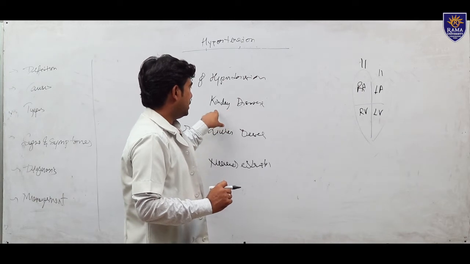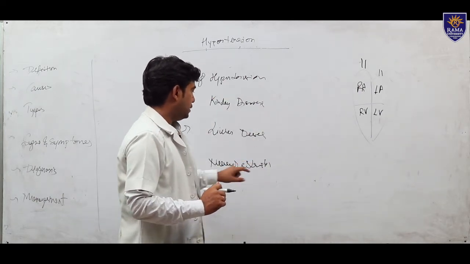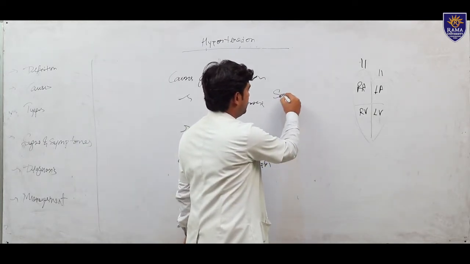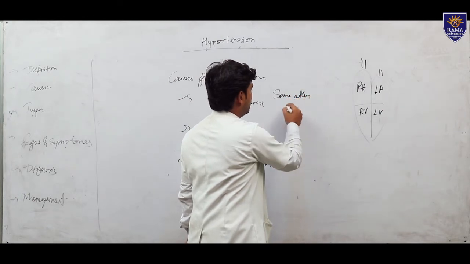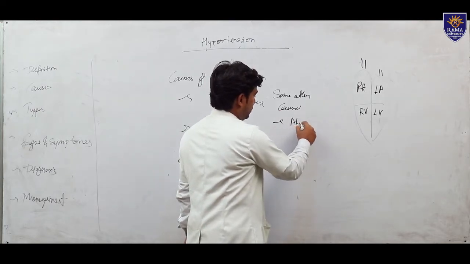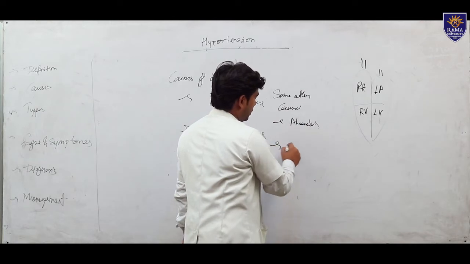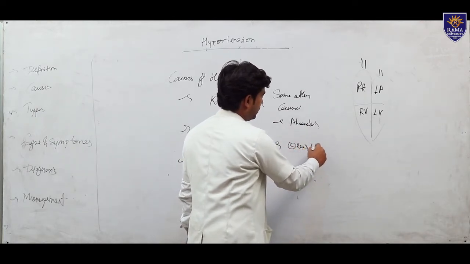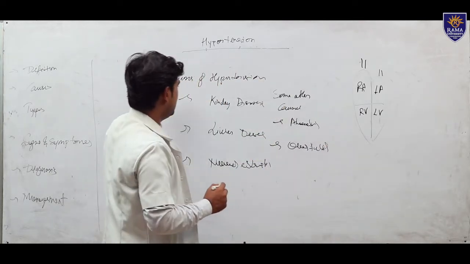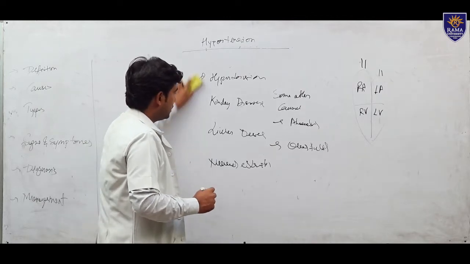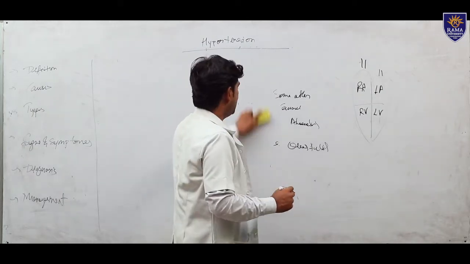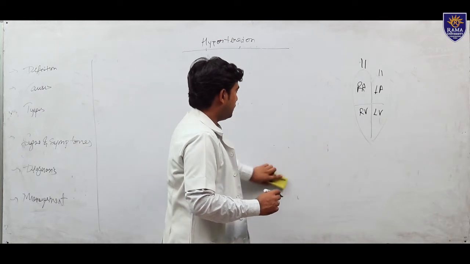Why? Because they operate all the things. And some other causes like alcohol consumption and excess salt intake. If you are taking more salt, then the blood pressure will be increased. These are the causes of hypertension.